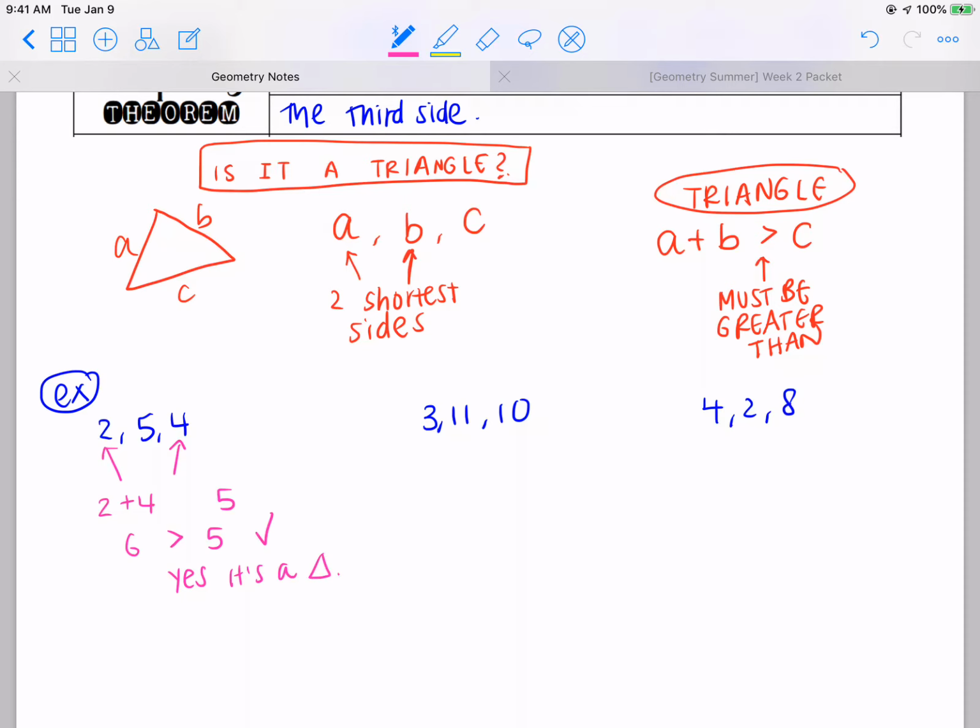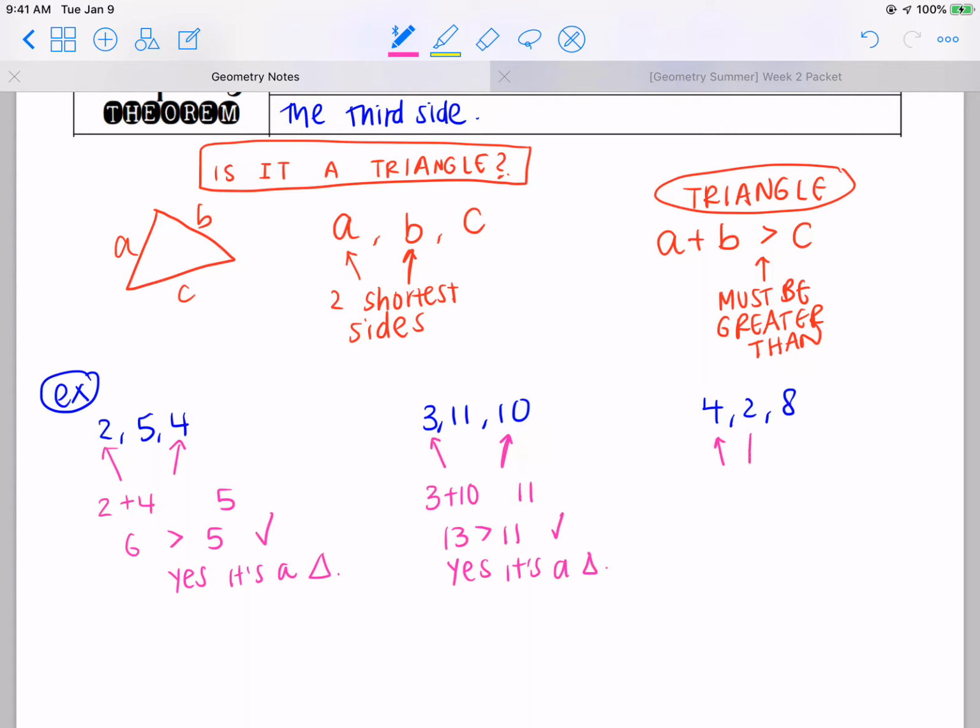Next question. We've got 3, which is the shorter, and 10 is also the shorter one. So that would be 3 plus 10. Is that greater than 11? 13, 11? Yes, it is greater. So yes, it's a triangle. Pretty easy, right? If we're in elementary school, we can even do this.